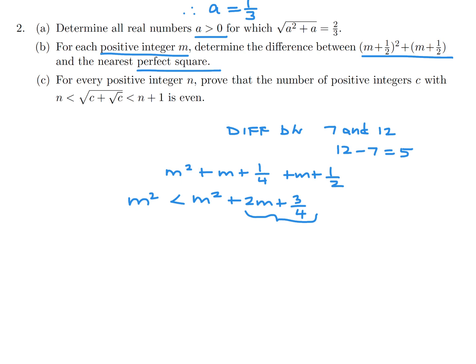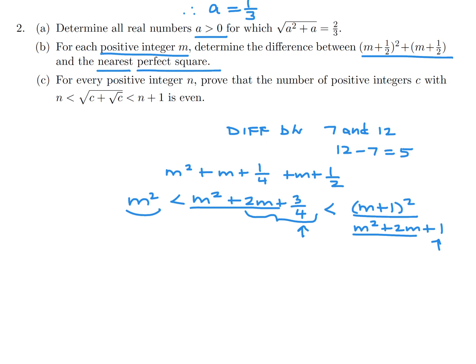And then let's see, how does it compare to (m plus 1) squared? (m plus 1) squared is m squared plus 2m plus 1. So m squared plus 2m plus 3/4 would be less than that, because this is less than 1. Okay, so it's immediately in between, but we have to find the nearest. Is this the nearest, or is this the nearest?